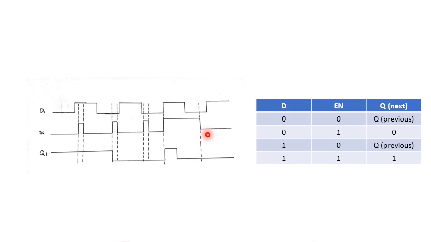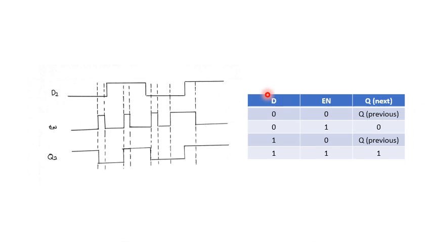The En is equal to 0 and the D is equal to 0 also. So based on the truth table here, it will continue the previous value. So it will continue the previous value. So for the Q2, the waveform will start with 1.